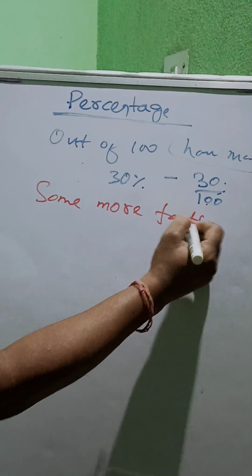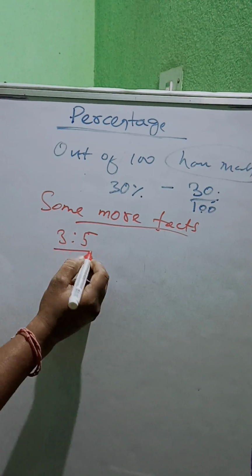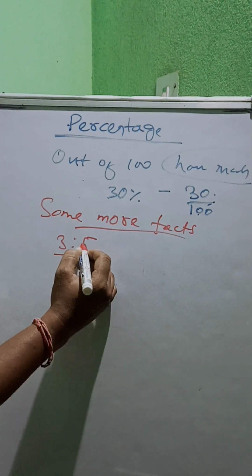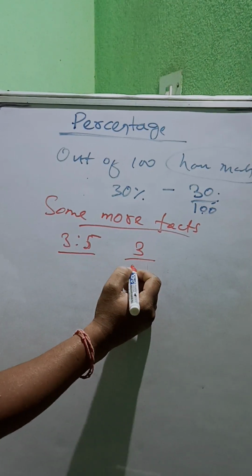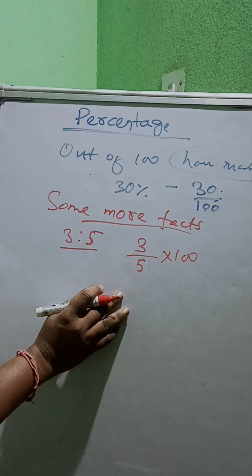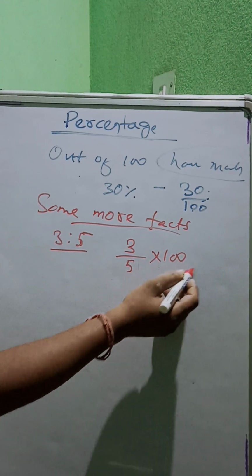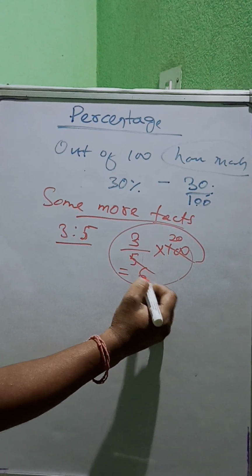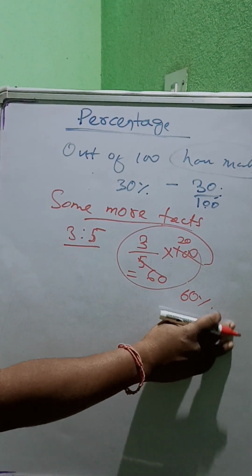Some more facts about percentage. For example, 3:5. It is in the ratio form. How do you calculate it as a percentage? In fractional form it is 3 by 5. You already know that 3 by 5 into 100. Why do you multiply by 100? Because you have to calculate the percentage. This is the procedure. 3 by 5, cut down 20. 20 into 3, 60. The percentage is 60%. It is easy.